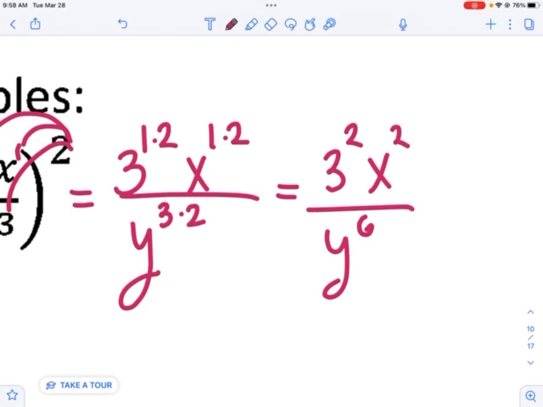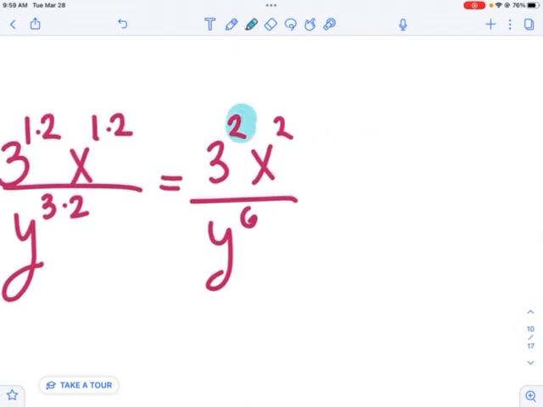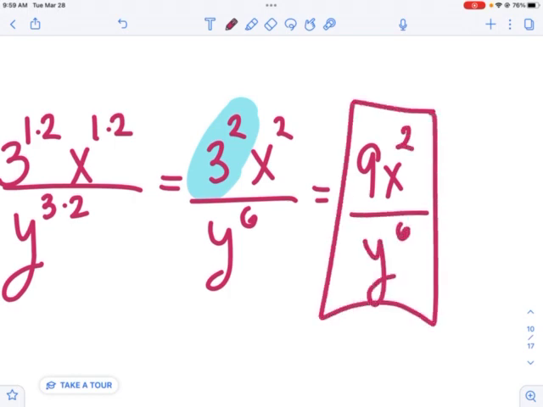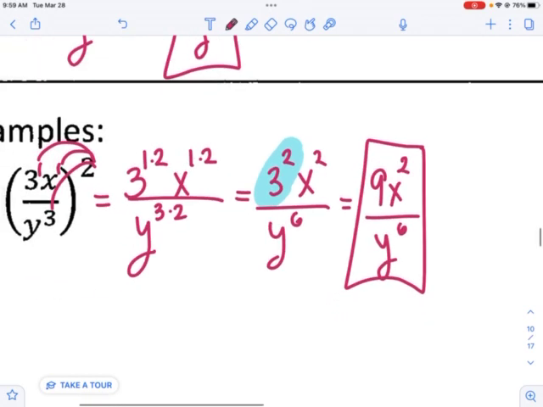And then if there is something I can evaluate, like if I could plug it in a calculator and get a value, I do that. 3 squared is 9. So 9x squared over y to the 6th. Final answer. All right, so quotient to a power rule.